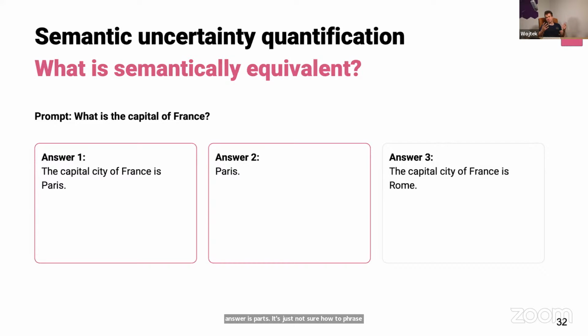So that's part of the rationale why we really care about semantic equivalency, and not just uncertainty in terms of just the answers. And then the second part of why it's important is: compare answer 1 and answer 3.